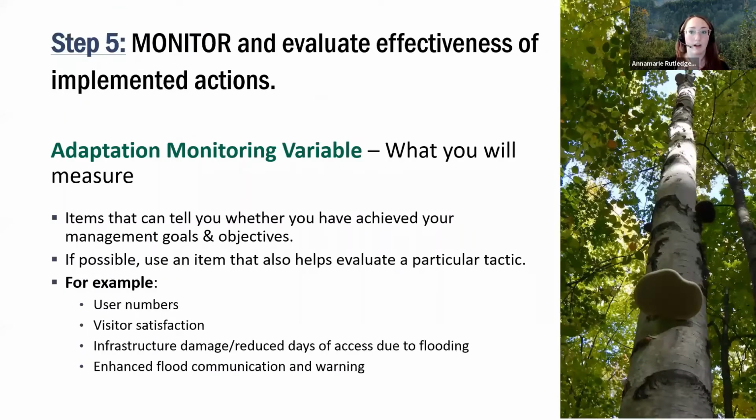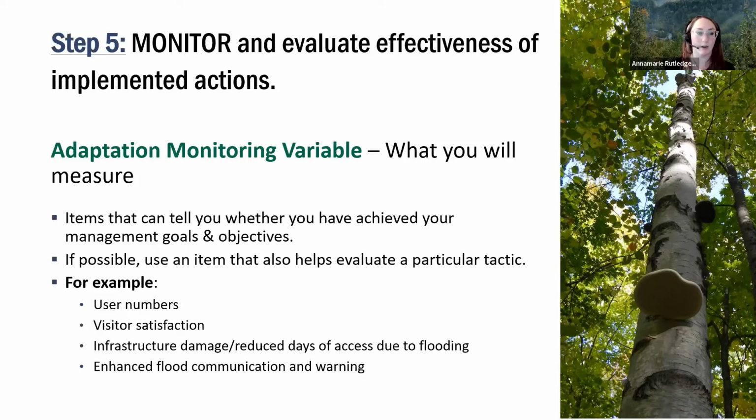In this step in your adaptation workbook, you will first define your monitoring variable, or what you will measure. So identify monitoring items that will be useful to help evaluate whether you have achieved your management goals and objectives, or whether you have achieved a milestone that indicates progress towards your goals. So when possible, select monitoring items that will also help you understand whether the adaptation tactics recommended in the previous step were effective towards your management goals under climate change.